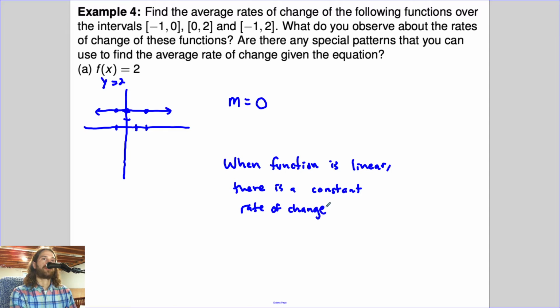So if a problem asks you, hey, can you find the average rate of change for this thing? And then it gives you a line. Okay, when it gives you a line, there's no sense in doing all the calculations, and it's not worth your time, because there's a constant rate of change, and that change is m. It's going to be the same over every possible interval that you could construct.